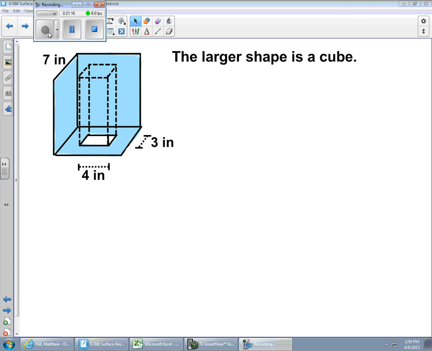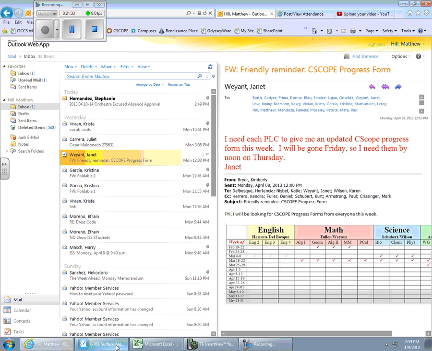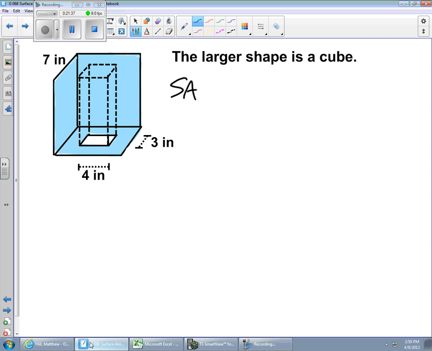Now from our discussions over the last couple of lessons, or a couple of days, I think we well know that this is a cube missing a rectangular prism, which is fine. So let's see if we can put this into surface area language. Surface area equals cube. Do we get the entire cube? It's missing what?